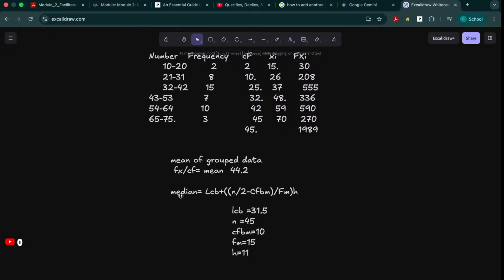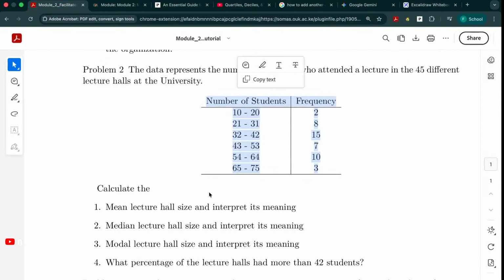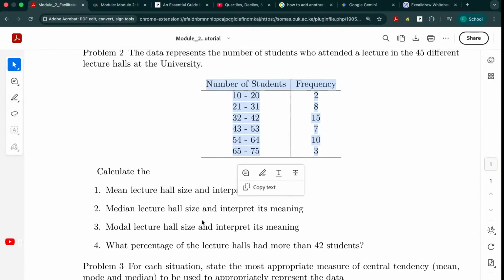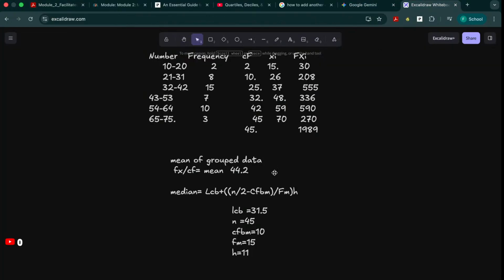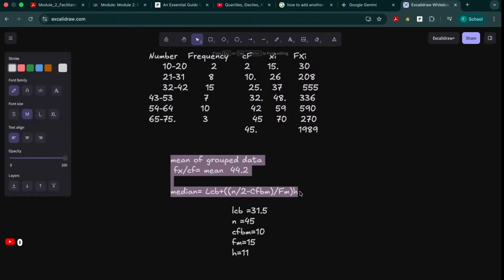So we are done with the median and mean. Then what do they want next? They still want mode. So we should write our answer here.